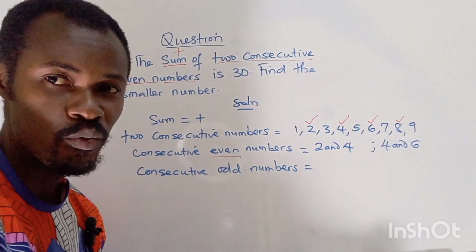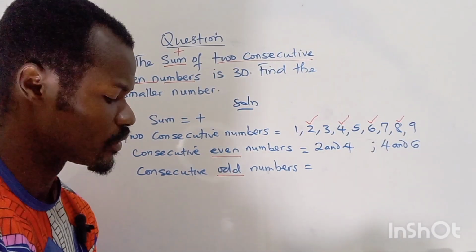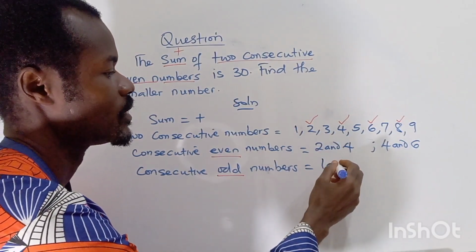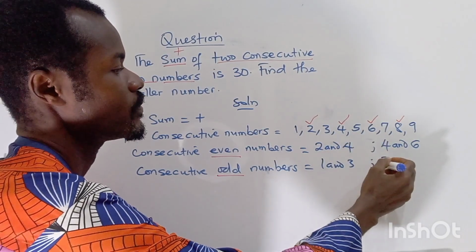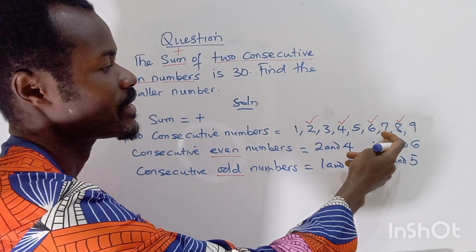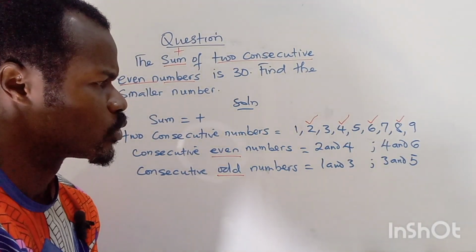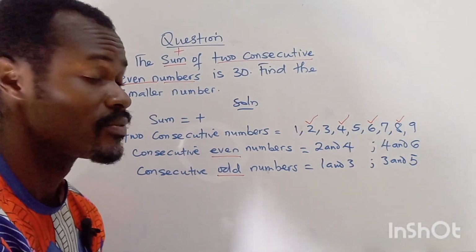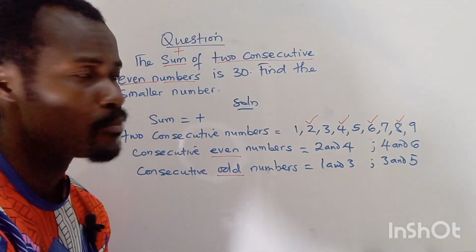Now, but what about when we say consecutive odd numbers? For consecutive odd numbers, we want to use the odd numbers. So we can say 1 and 3. So 1 and 3 are consecutive. We can say 3 and 5. We can also say 5 and 7 are also consecutive. Now that we've understood what consecutive even numbers and consecutive odd numbers are, let's apply that knowledge to solve this problem.